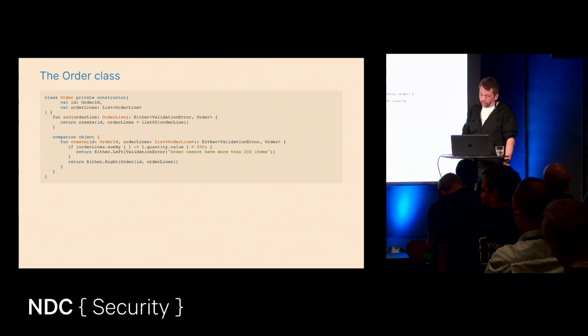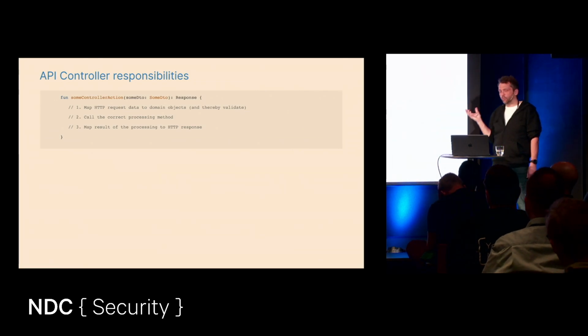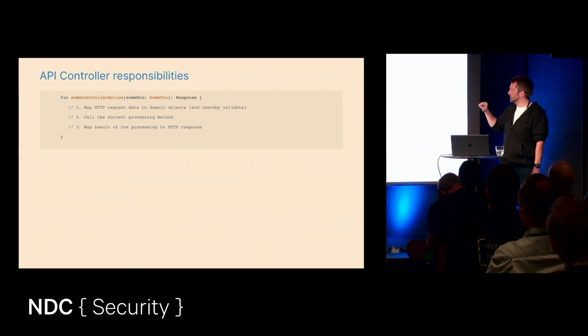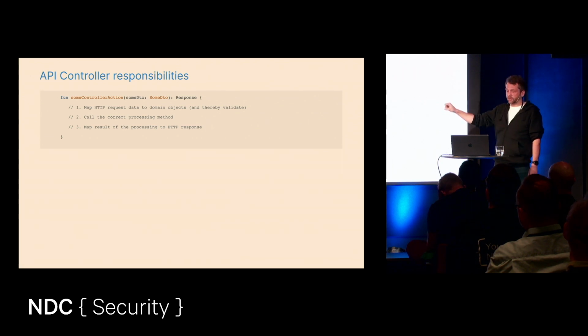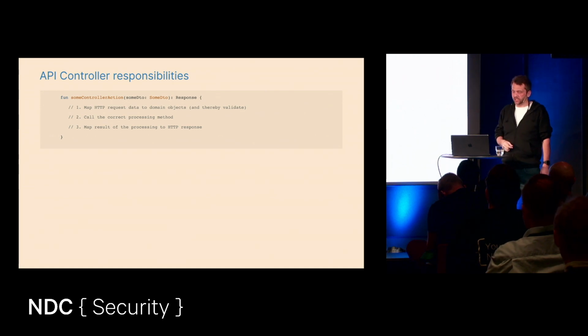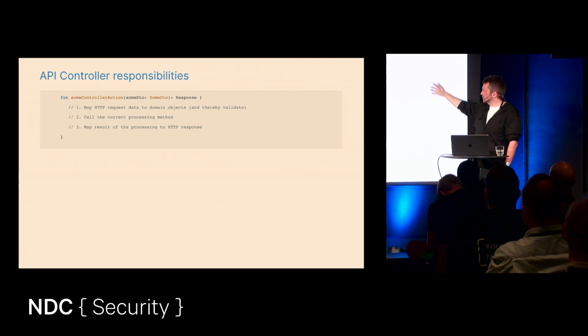So we now also have a way to decide what's the responsibility of a controller function or an endpoint function. What's it supposed to do? Well, it's supposed to map the request to the domain objects and thereby validate them, because it tries to create the proper objects. Then it calls the correct processing method, and then we map the results back to an HTTP response in this case. This is what every controller method should do. It should not do any logic. That belongs to the processing method, so it could be a service class or whatever sits behind it.